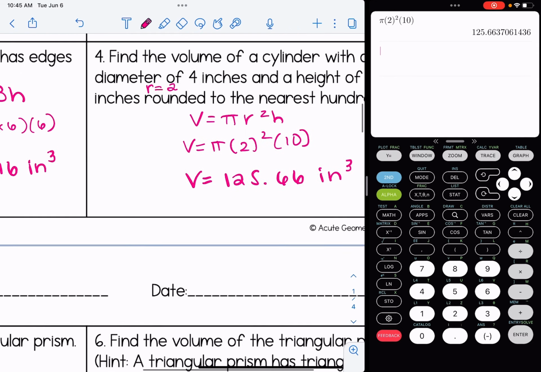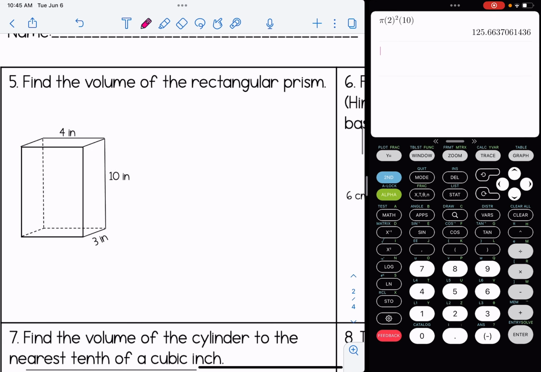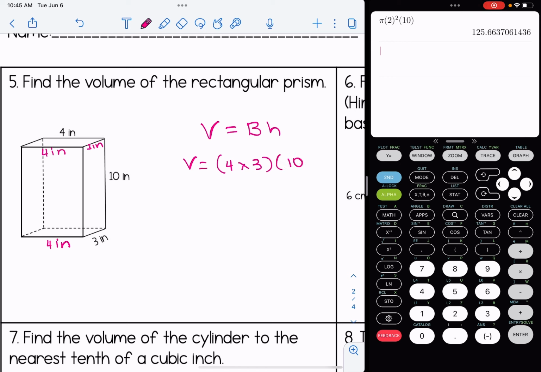All right, let's continue looking at some more sample questions. Number 5, we have another rectangular prism. In this picture, the measurements are given to us a little bit differently. Keep in mind that rectangles have opposite sides that are congruent. So if that's 4 inches, so is this. That also means this is 4 inches. This is 3 inches. We can fill in all of these missing values. So when I find the area of the base, it's going to be 4 times 3. The height is 10, and when I multiply that, I'm going to get 120 inches cubed for my volume.